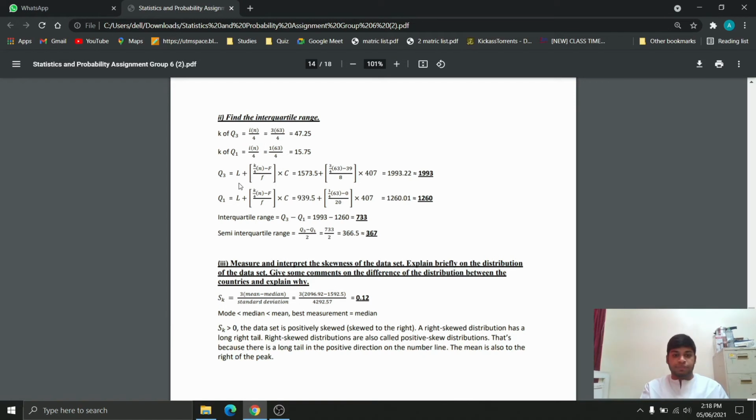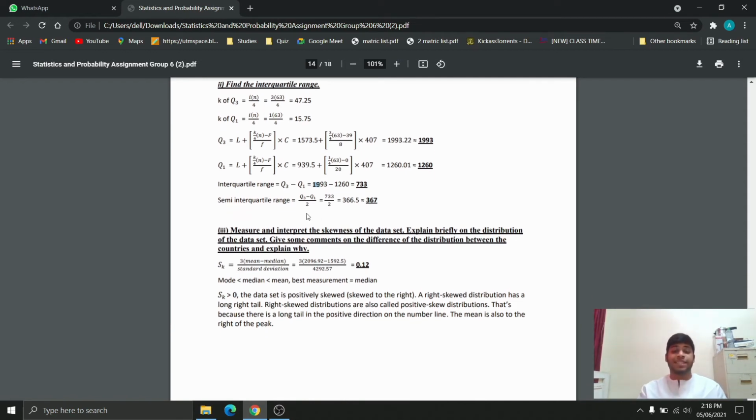Here, n is the number of observations, k is the value which we found here, f is the frequency, c is the cumulative frequency before the third quartile class. Then we have the lower boundary, and c is the class width. We use this formula and substitute the values to get the third quartile and the first quartile. After that, to find the interquartile range, that is the difference between the third quartile and the first quartile, we subtract these two values, and we get this value.